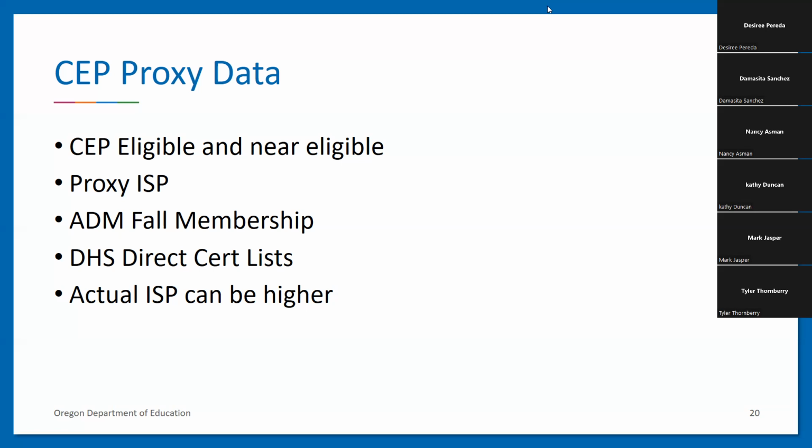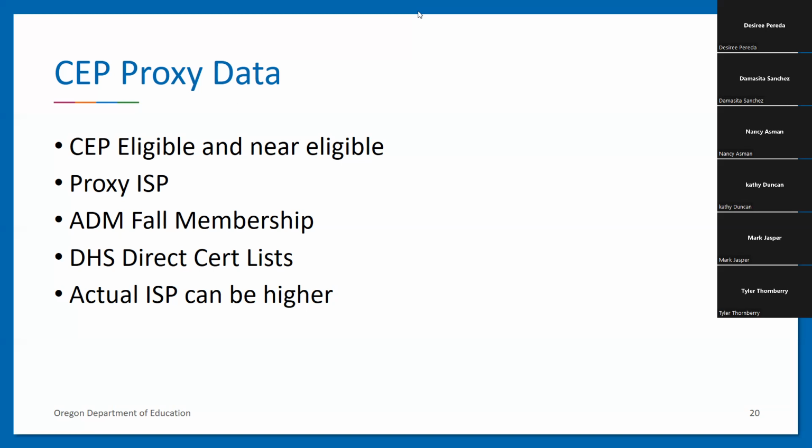For this reason, sponsors that have sites that are near eligible using proxy data are encouraged to submit data collections to ODE. The process has been streamlined in the past 2 years, making it less burdensome for schools or school districts. For a small school district or site, the difference between qualifying and not qualifying for CEP can be one additional student that is identified eligible.